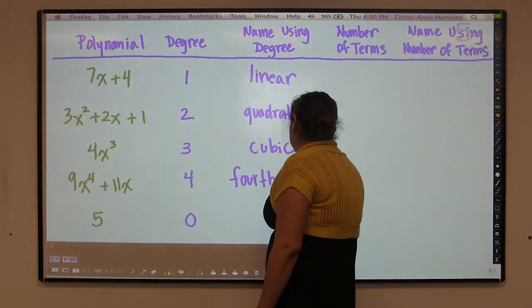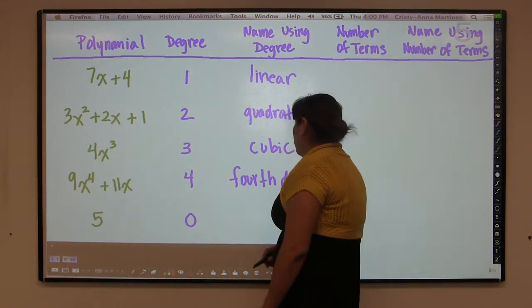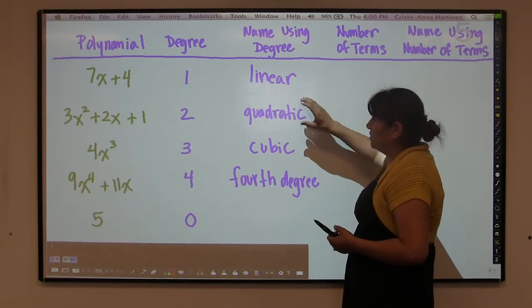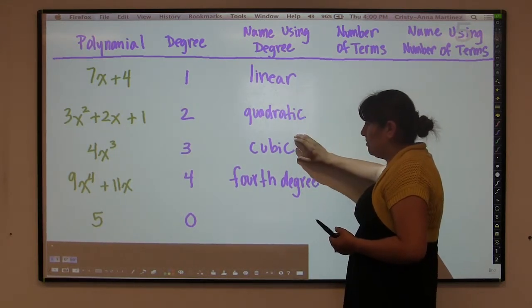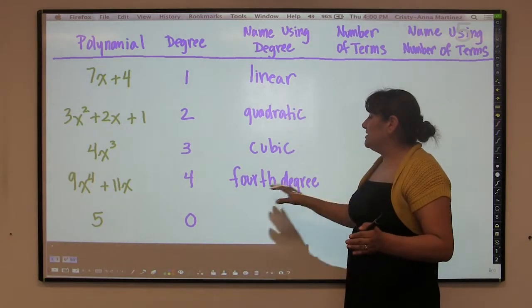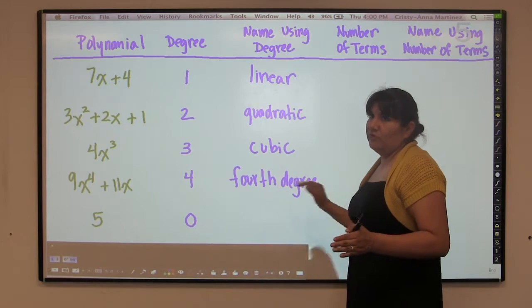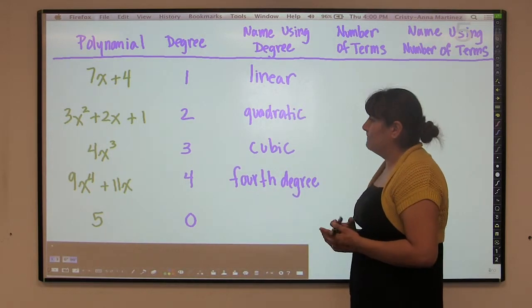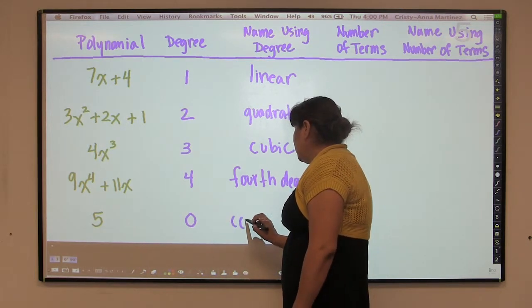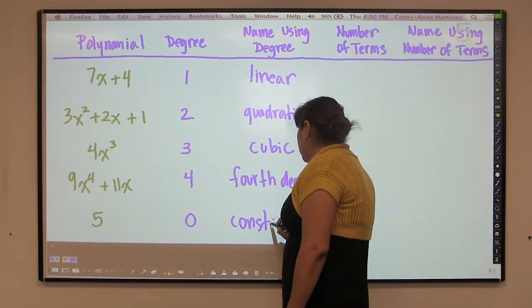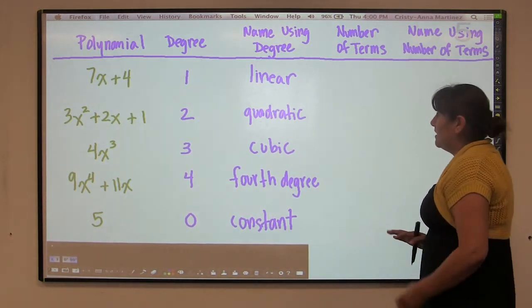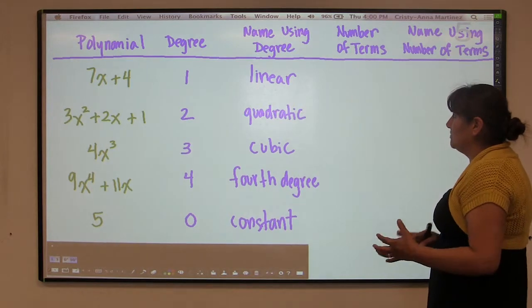some books will call it quartic, but we're just going to say that if it's linear, the name is linear. If it's a degree of 2, it's quadratic. If it's a degree of 3, cubic. If it's 4 or higher, 4, 5, 6, 7, then you just say 4th degree, 5th degree, 6th degree, 7th degree for the name. And then of course for the 0, that one's a special one as well. We call that one a constant. Anytime that you have a 0 degree, we call that a constant term. Okay? So that's how you name the polynomial using the degree.